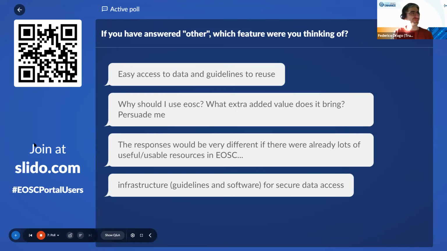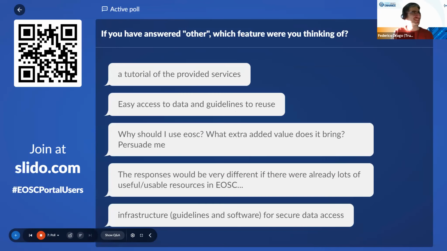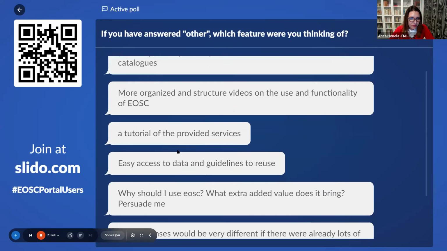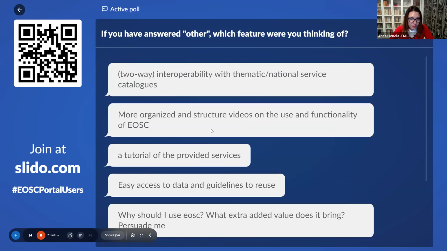Yeah, this one. Why should I use EOSC? That's the tutorial. Allow us to answer you in 1.5 years. A tutorial of the provided services. This one. Yes, easy access to data and guidelines to reuse. Yeah, videos, so more organized and structured videos about the use and functionality of EOSC.